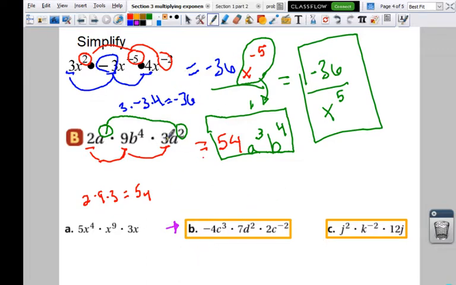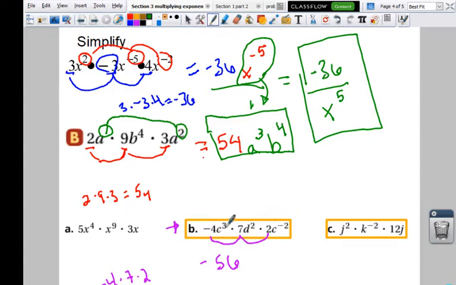This one is kind of like the little part B down here. It's kind of like the capital B we did before. So I have these numbers in front, right? I gotta multiply them together. I gotta go -4 times 7 times 2. Those are just regular numbers, which is going to be -56. Then I gotta keep going through. I have a C cubed, then I have a D squared, and then I have a C to the -2.